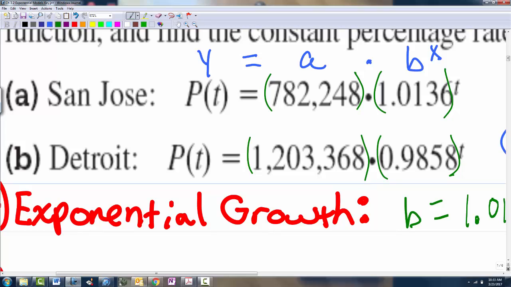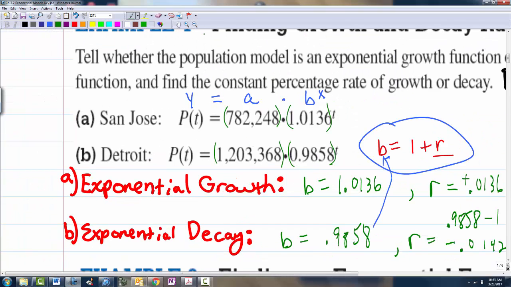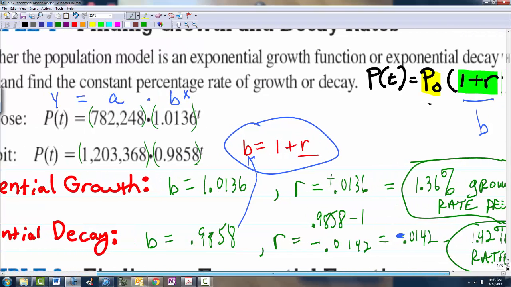1.36%. What's the rate of decrease for Detroit? What do I have to do to find that? Well, it's not 100. Someone made that mistake. It's 1 minus, or actually technically it's 0.98 minus 1 because you want it to be a negative, but it's not a big deal. It's not rocket science.